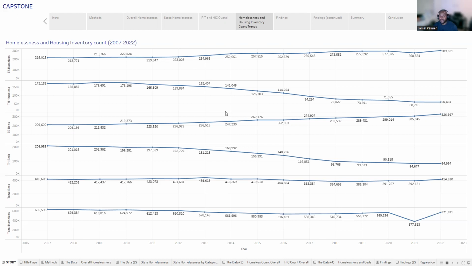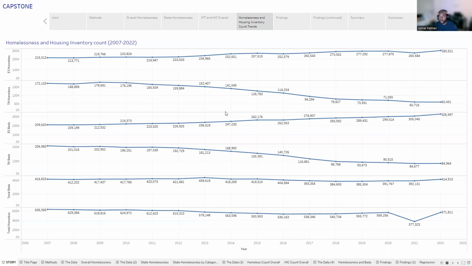But from this graph, we can see that homelessness has almost always exceeded the number of beds available. So this isn't necessarily something odd. But there is one year that makes the exception. In 2021, that was the first and only time where the housing inventory count actually went over the amount of homeless people reported. But the key word there is reported.